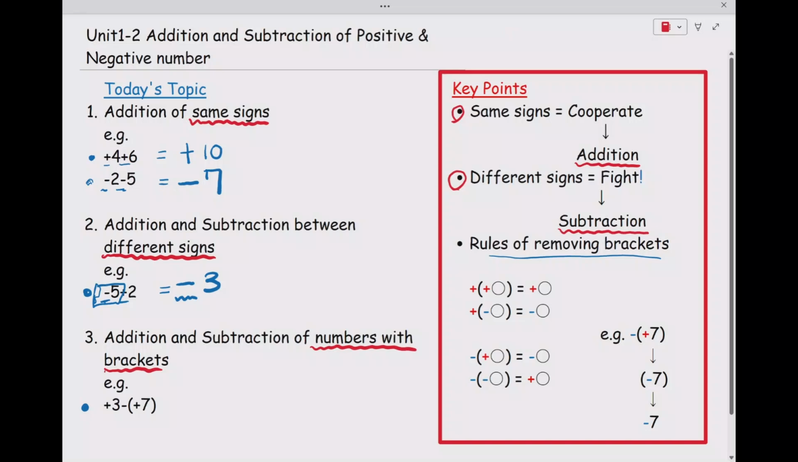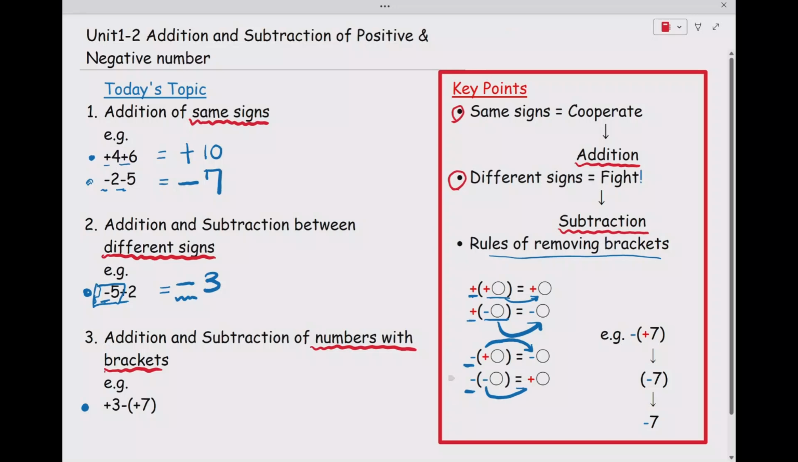Point 1. If the sign in front of the brackets is plus sign, the numbers in the brackets can be taken out from the brackets as they are. In other words, you can remove the brackets without changing anything. Point 2. If the sign in front of the brackets is minus sign, then change the sign of the number in the brackets and remove the brackets.